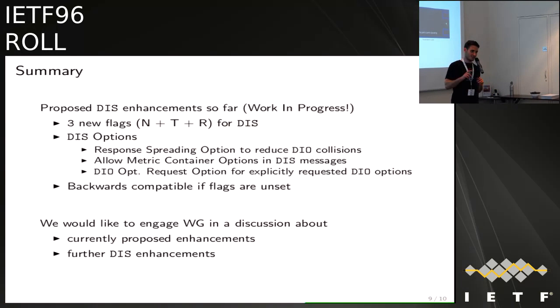I'm done. So yeah, really fast, here's just one summary slide. So basically we have 3 new flags for the DIS. We have 2 new options, the response spreading option and the DIO option request option, and we want to allow the metric container inside of the DIS. And of course, we want to stay backwards compatible. This is why we use all those flags.